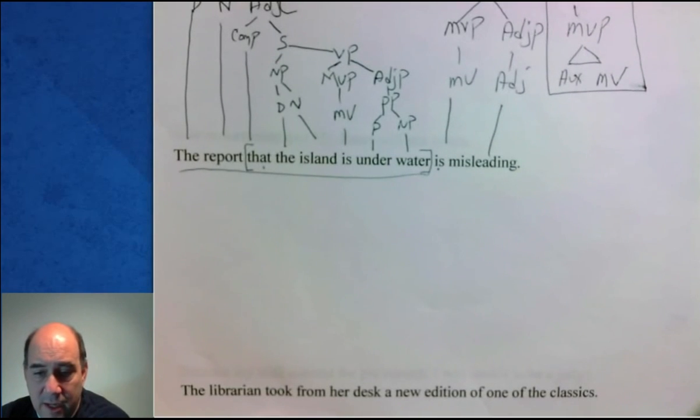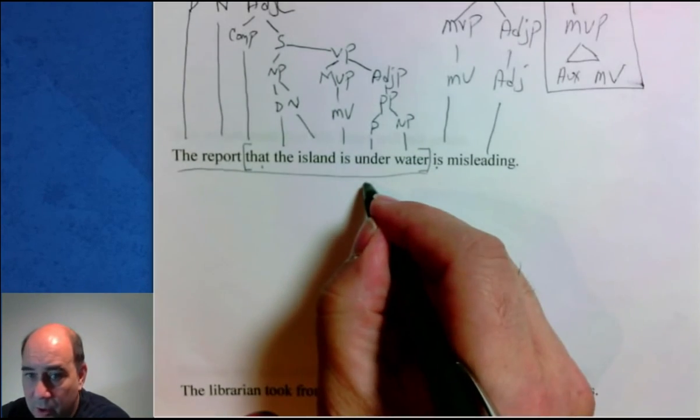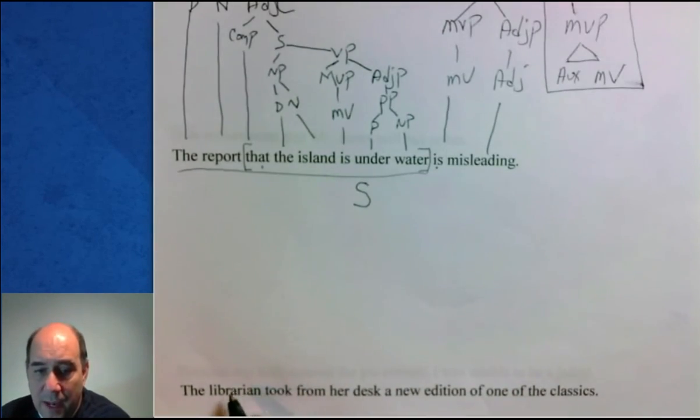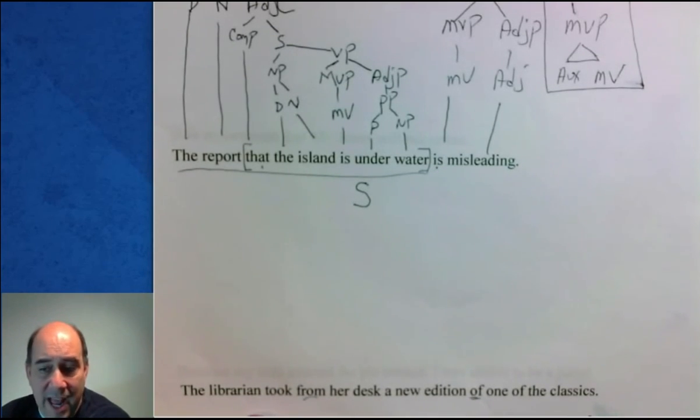The librarian took from her desk a new edition of one of the classics. Okay, so what we'll do here is start with a big old S at the top. We've got the librarian took, from, preposition, her desk, a new edition of, preposition, one of the classics. I don't see a clause here. I see a whole bunch of nouns: classics, edition, desk, librarian. I only see one verb, took. So this is going to be an easier sentence.